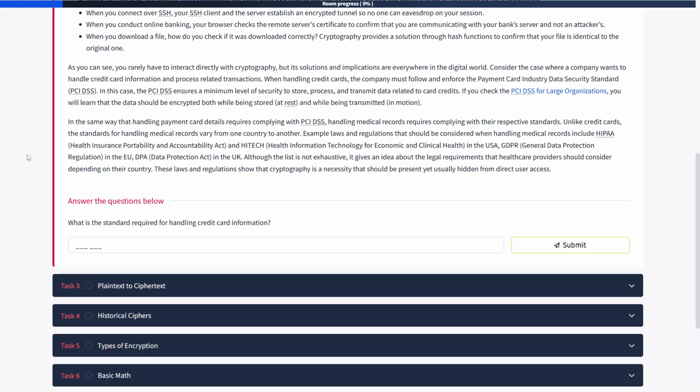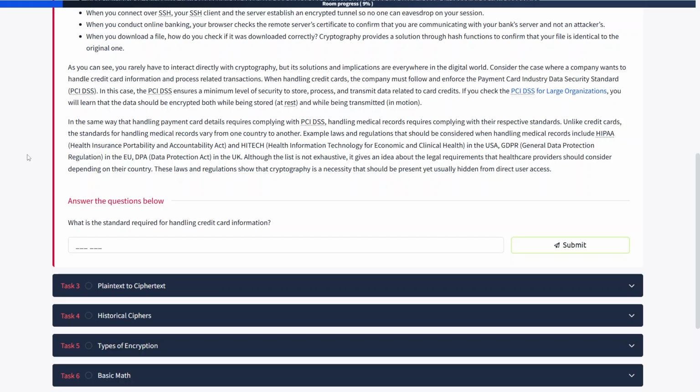If you check the PCI DSS for large organizations, you will learn that the data should be encrypted both while being stored and while being transmitted. In the same way that handling payment card details requires complying with PCI DSS, handling medical records requires complying with their respective standards.